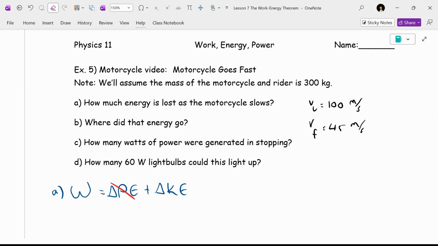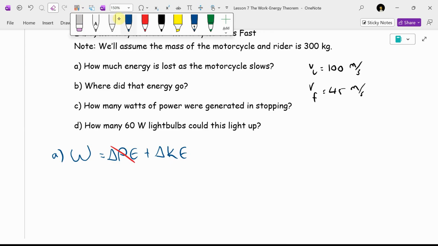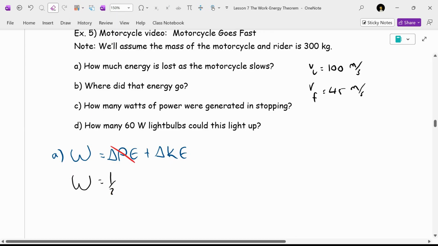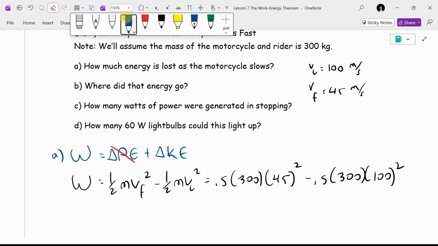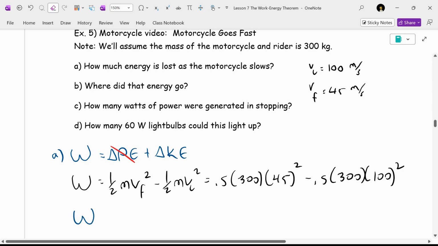Emily, change in kinetic. So this is going to end up being a half mv final squared minus a half mv initial squared. It's going to be a negative number because he is losing energy. It's going into heat. Let's crunch the numbers. It's going to be 0.5 times 300 times 45 squared minus 0.5 times 300 times 100 squared. It's going to be a big number. How much energy was lost to heat and sound, but we'll call it heat.